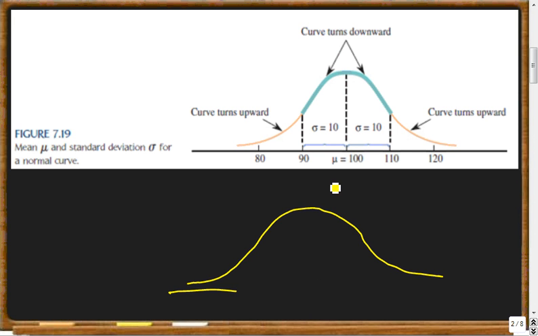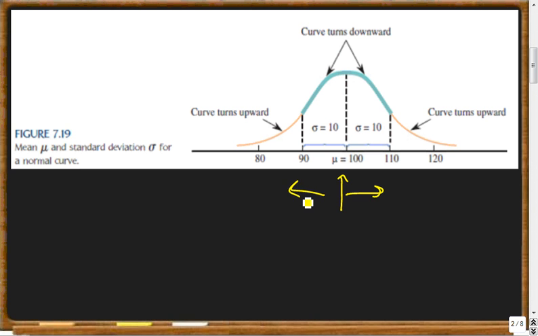But again, the only thing that matters is where your mean is and what your standard deviation is, how far left and right we need to move to encompass certain types of area.